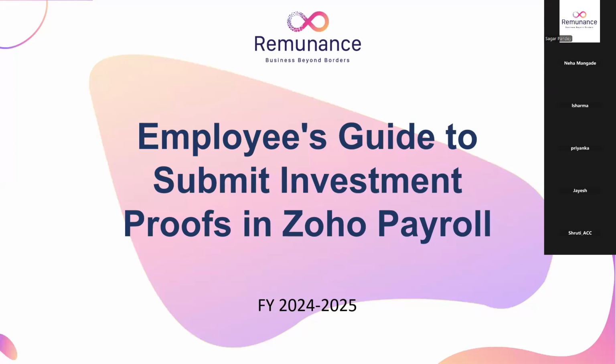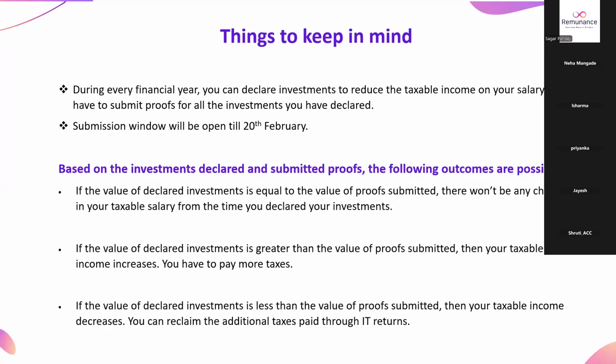So today I will be taking you through a very important topic, that is investment submission of your proofs on Zoho Payroll Portal. As you all know, you declare your investments from April to January. For February and March, you have to submit your actual investment proofs on Zoho Payroll Portal, and your tax will be calculated based upon the actual investment proof submitted by you.